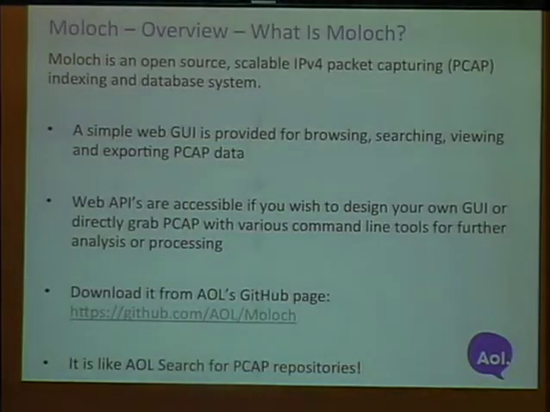All right. So for Moloch, for the overview, what is it? Well, it's open source, scalable, IPv4 only at the current time. Indexing and database system for PCAP. It provides a simple web GUI for browsing, searching and exporting the PCAP data, along with web APIs that you can access to pull back JSON-represented SPI data that we generate, and also the PCAP itself. You can download it from AOL's GitHub page. It's basically like AOL search for PCAP repositories.